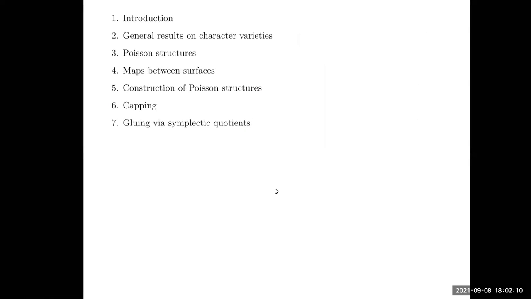So this is the outline of what we will do. At the end we get to capping and gluing. General results on character varieties, Poisson structures.